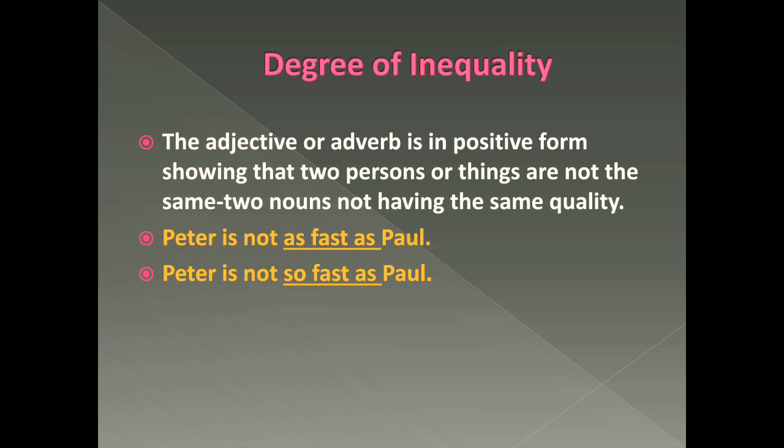That means Paul is faster than Peter, right? So here, in case of degree of inequality, in place of as, we can also use so. We can also say Peter is not so fast as Paul.